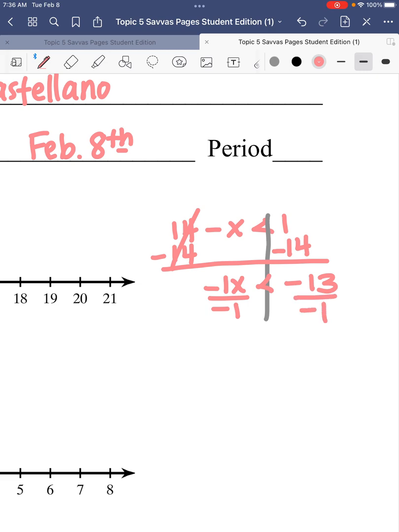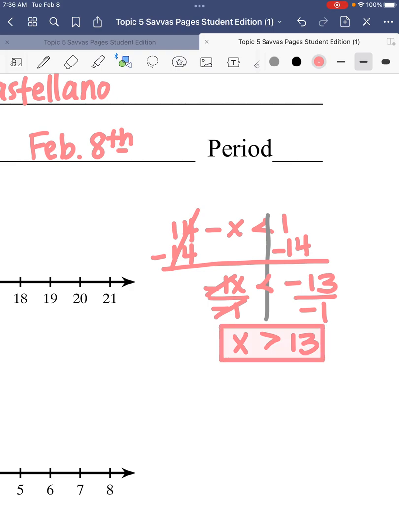It's just like solving a two-step equation, right? So I'm dividing by negative 1. When I divide by a negative number, what happens to my inequality sign? It flips. It's not going to be less than anymore. It's now going to be greater than. Okay, but now on the side with the x, my negative 1s cancel out. X comes down and it's by itself. On the other side, negative 13 divided by negative 1 is positive 13. So x is greater than 13 is my solution.